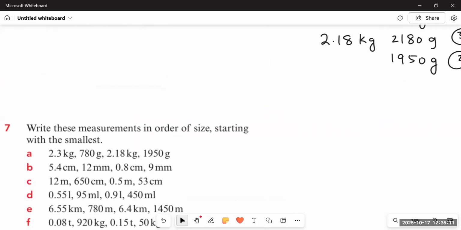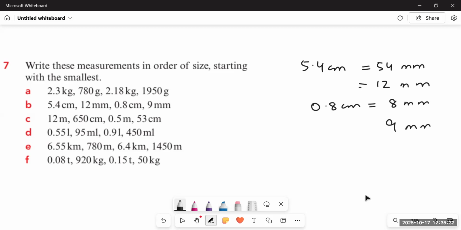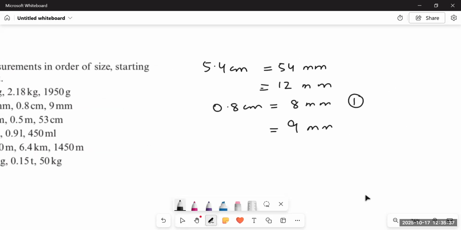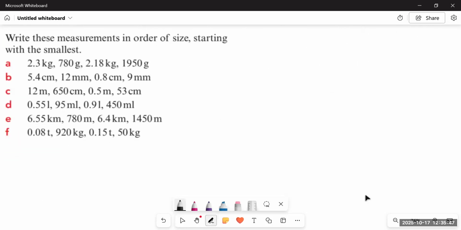Okay, next we have 5.4 centimeters, 12 millimeters. So 5.4 centimeters is equal to 54 millimeters, multiplied by 10. Then comes 12 millimeters. Then 0.8 multiplied by 10 is equal to 8 millimeters. And last of all is 9 millimeters. So out of these quantities, we already know that 8 is the smallest. Then comes 9. Then comes 12. And then 54.